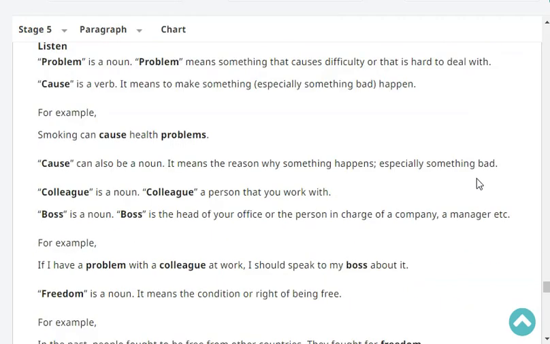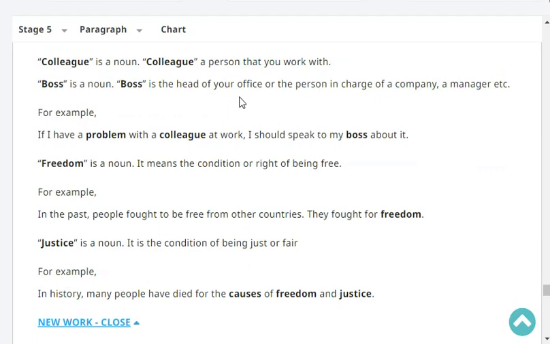It means the reason why something happens, especially something bad. Colleague is a noun. Colleague is a person that you work with, like a workmate. Boss is a noun. Boss is the head of your office or the person in charge of a company, a manager, etc. For example, if I have a problem with a colleague at work, I should speak to my boss about it.